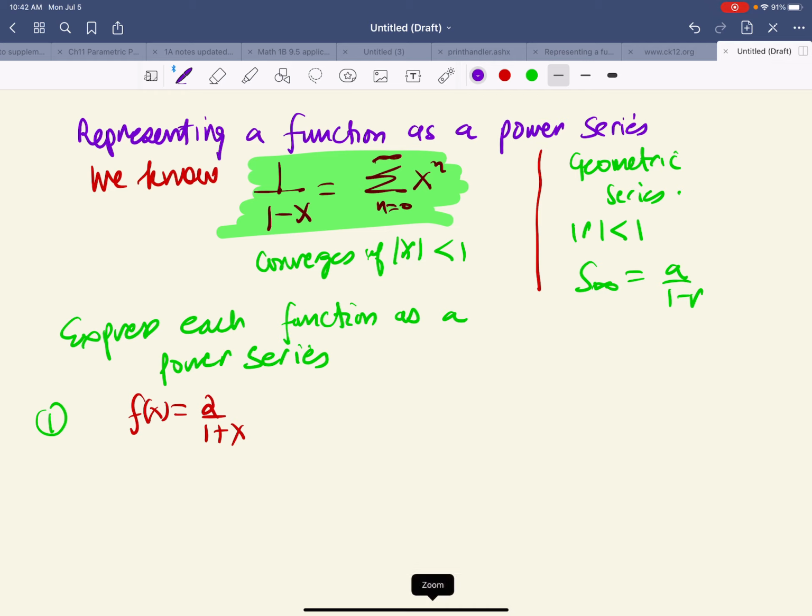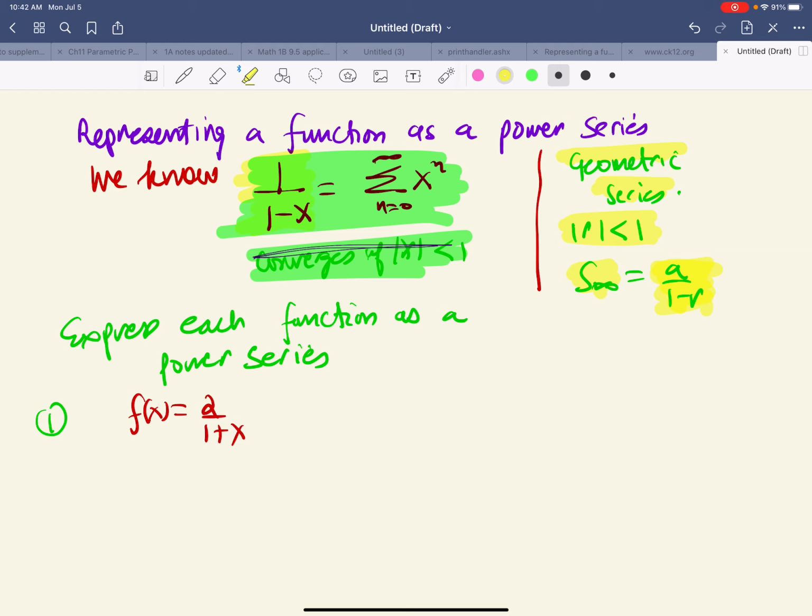We know 1 over 1 minus x is equal to summation n equals 0 to infinity x to the power n. This series converges if the absolute value of x is less than 1. This all comes from the geometric series. For a geometric series, if the absolute value of r, which is the common ratio, is less than 1, then the sum of infinite terms is a over 1 minus r. So in my case, my a is 1 and the common ratio is x. So this is coming from a over 1 minus r.